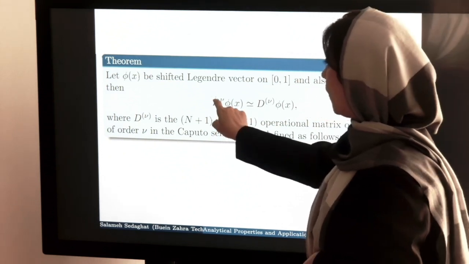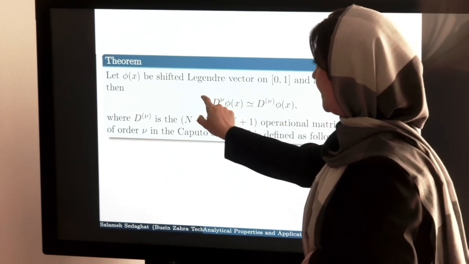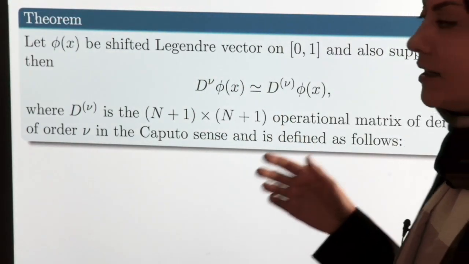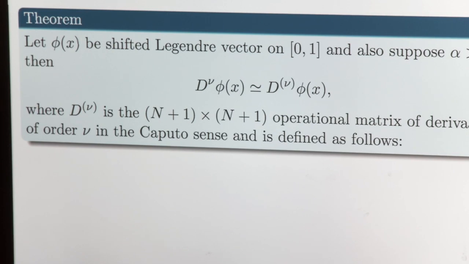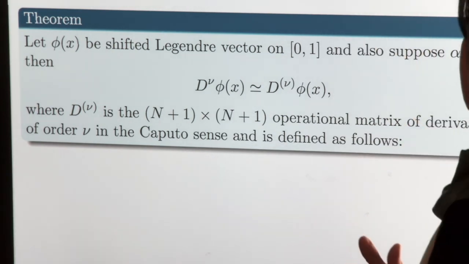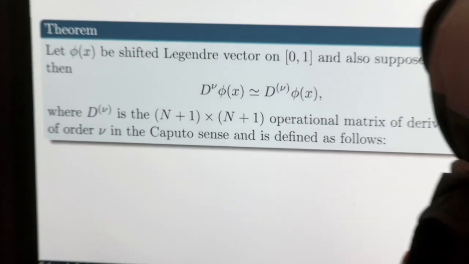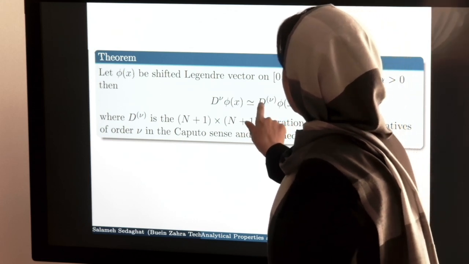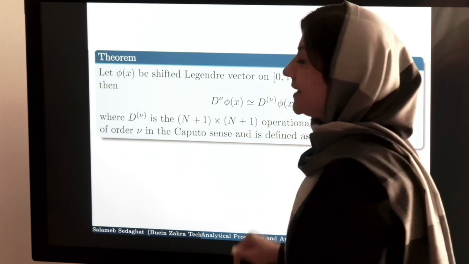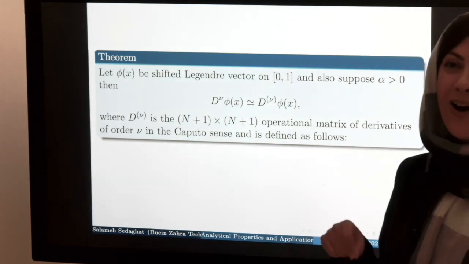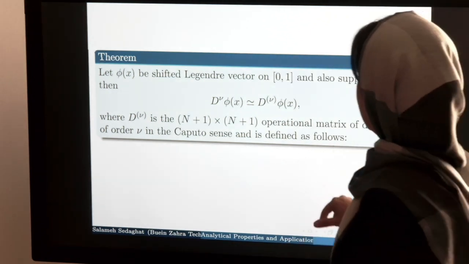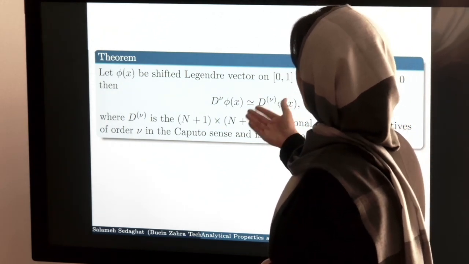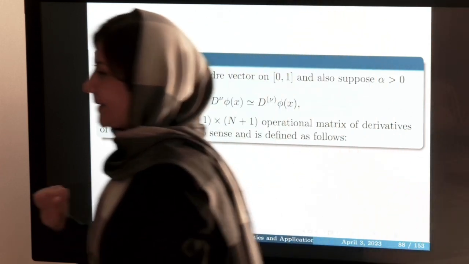The Caputo derivative of order nu of phi of x, where phi is our orthogonal polynomials, for example shifted Legendre polynomials, it can be Chebyshev polynomials, can be obtained from this equation: D to the nu. D to the nu is the operational matrix of the fractional derivative, and we want to know what it is.